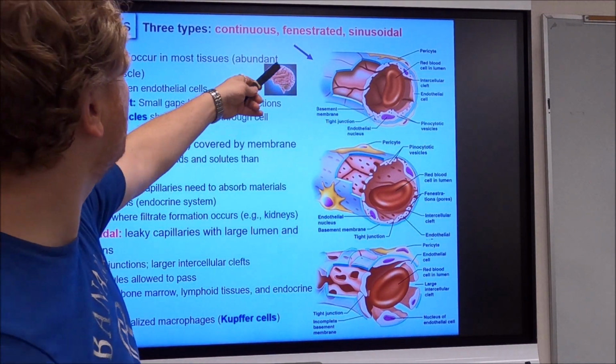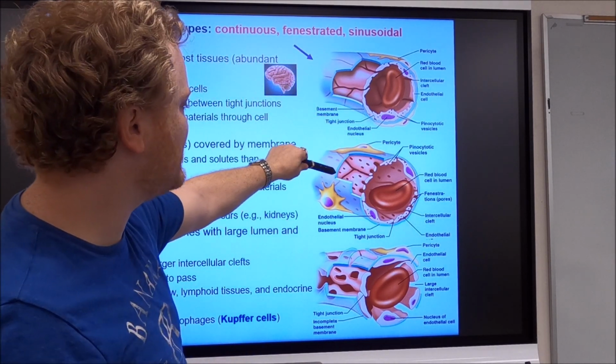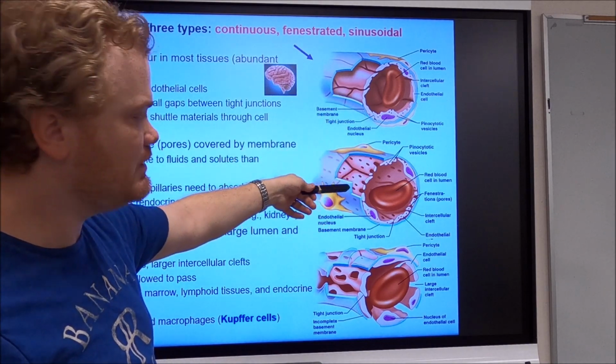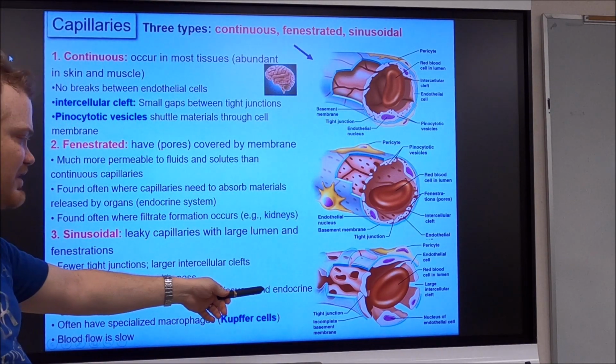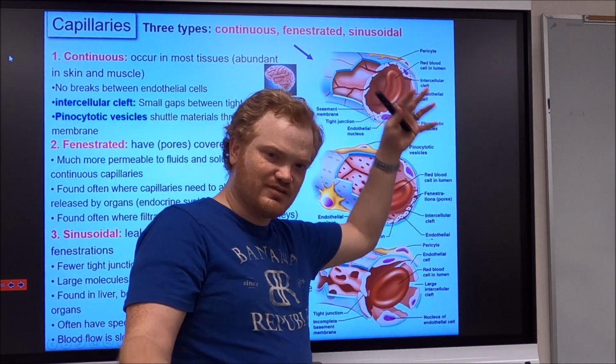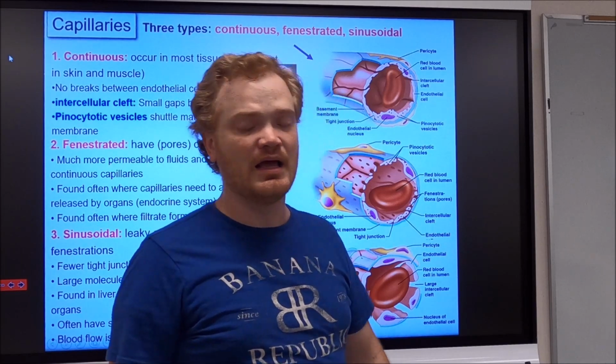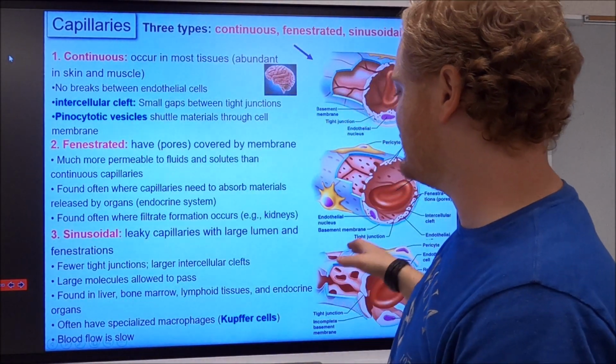Now, blood flow through a continuous capillary is fast. Blood flow through a fenestrated capillary is slower, but still quick. Blood flow through a sinusoidal capillary is slow, man. Because it's got all of these undulations and open spots and what have you, the blood's really got a lot of resistance and friction. So blood flow through them is quite slow.